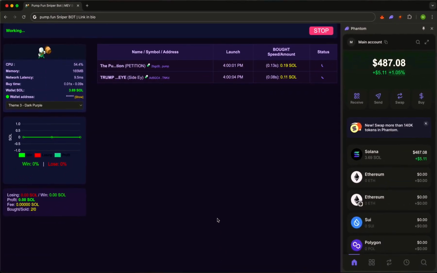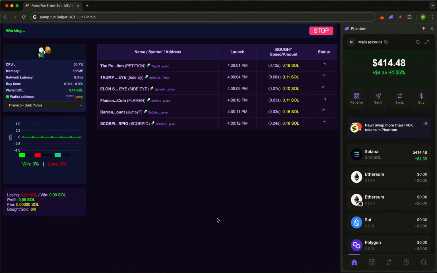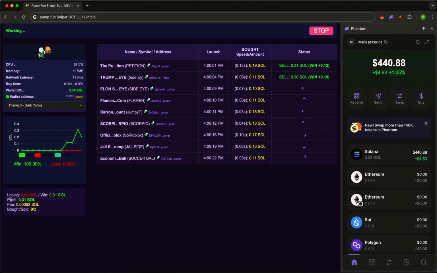It reacts instantly, in just 0.01 seconds, and we're already in the pool. Meanwhile, the general public won't see the token for another minute. The market is still asleep, but the bot is already opening a position. Here's the buy. The perfect entry point was chosen based on the bonding curve.